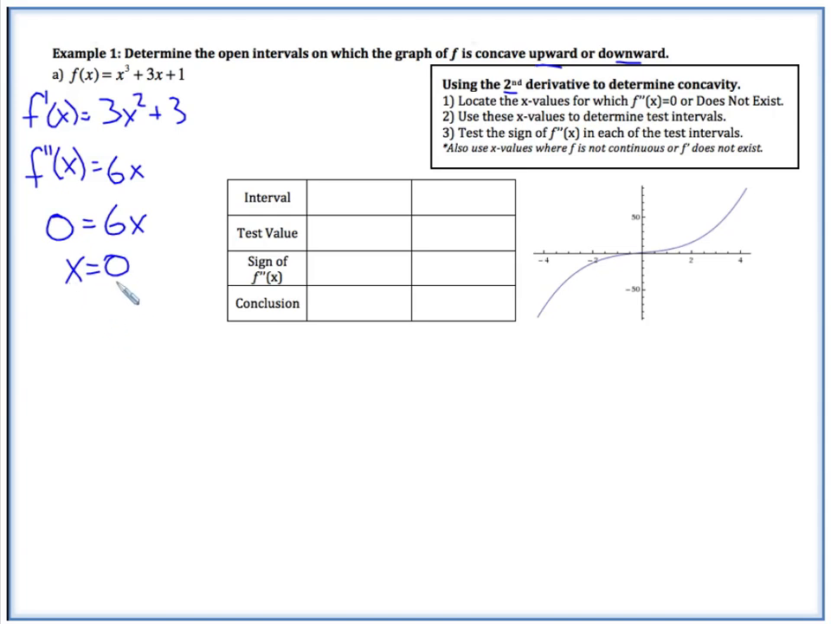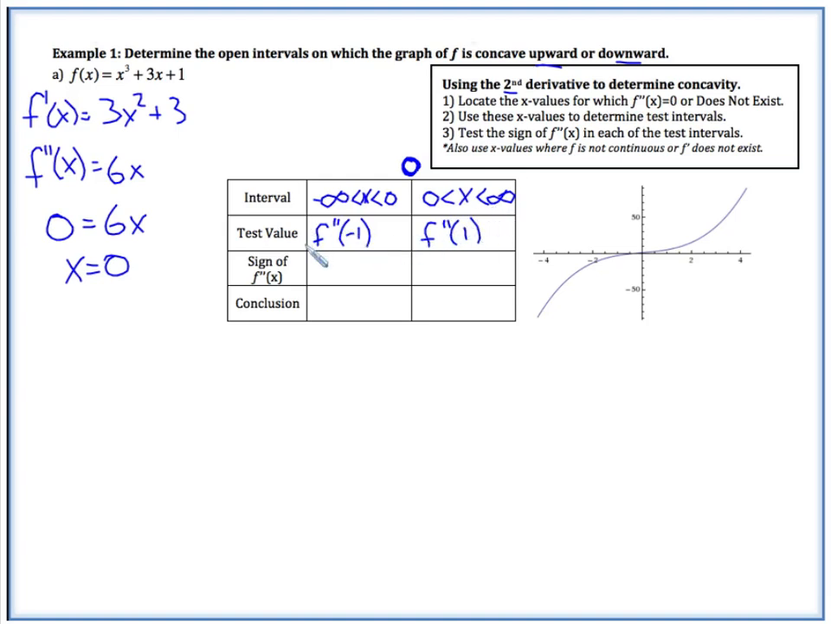So 0 really becomes our marker here for our concavity tests. We're going to put 0 right here. So we're going to have an interval to the left of this, which will be negative infinity to 0. And then on the right of this, it'll be 0 to infinity. Alright, so next we want to pick test values that fit in this interval. So I'm just going to try f double prime of -1 here, and here we can try f double prime of 1.